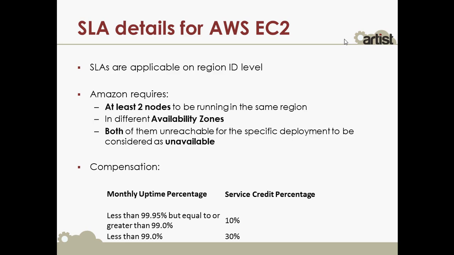We require to have at least two running nodes in the same region, but these must be in different availability zones as dictated by the Amazon SLA, and both of them need to be unreachable for the specific deployment to be considered as unavailable. If we have more nodes, then all of the nodes need to be unreachable for a specific sample in the process to be considered as unavailable.